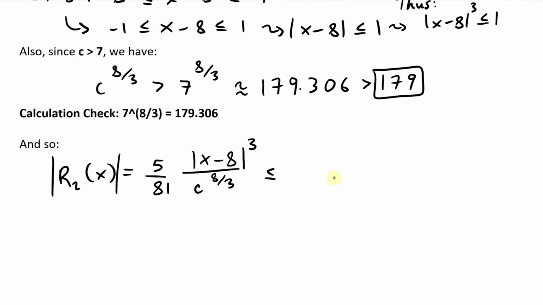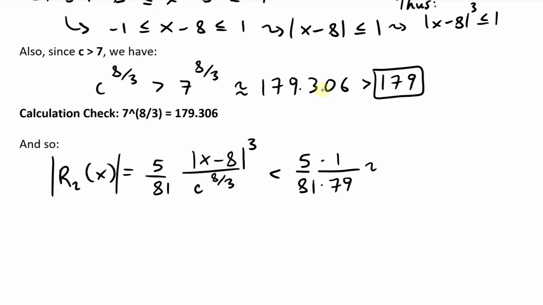This is going to be less than or equal to. I'll just put a less than, because here we're rounding down to 179, so what we'll have is less than. Again, we're dividing by a small number there for the c, but in any case, less than or equal to doesn't matter. Let's put it less than; we want this error less than this, and this is going to be the absolute value of x minus 8 times 1. So it's less than 5 over 81 times 179, like that.